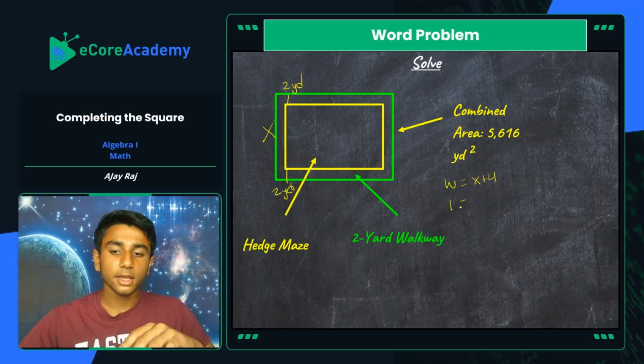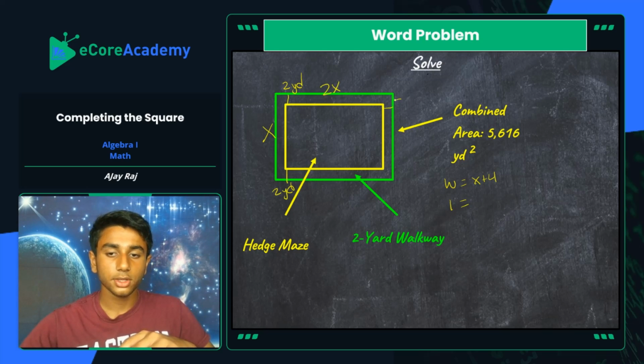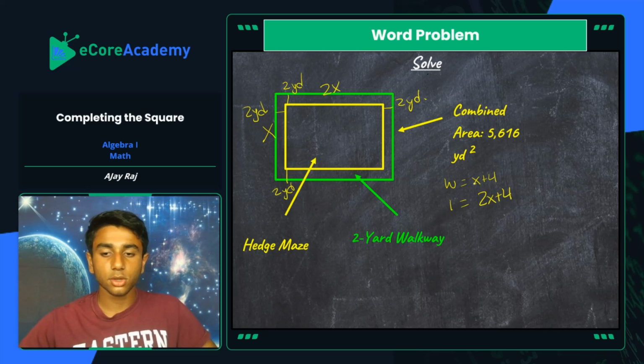And then, of course, for our length, we know that the length is twice the width, and we named the width x for the hedge maze specifically. So it's going to be 2x for the length. And then, of course, we have the 2 yards here on this side for the walkway, and then another 2 yards on this side. That's going to be 2x plus 4, adding those 4 yards of walkway. So this is our width, and this is our length. Now, all we have to do is put this in terms of 5,616.